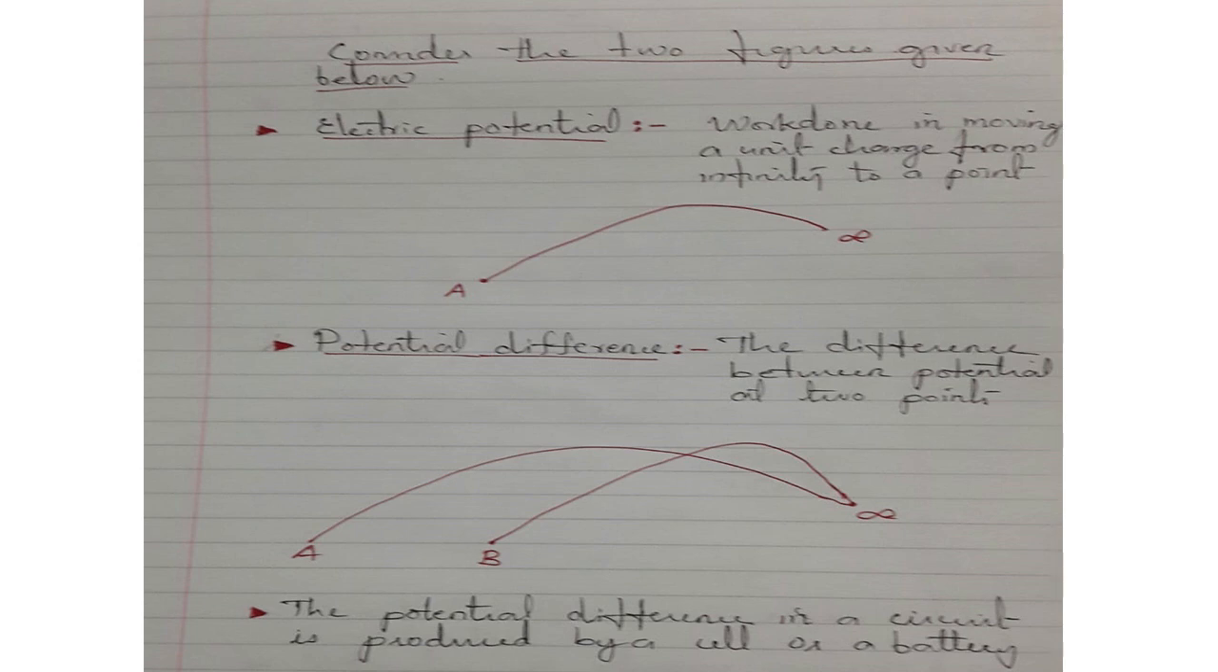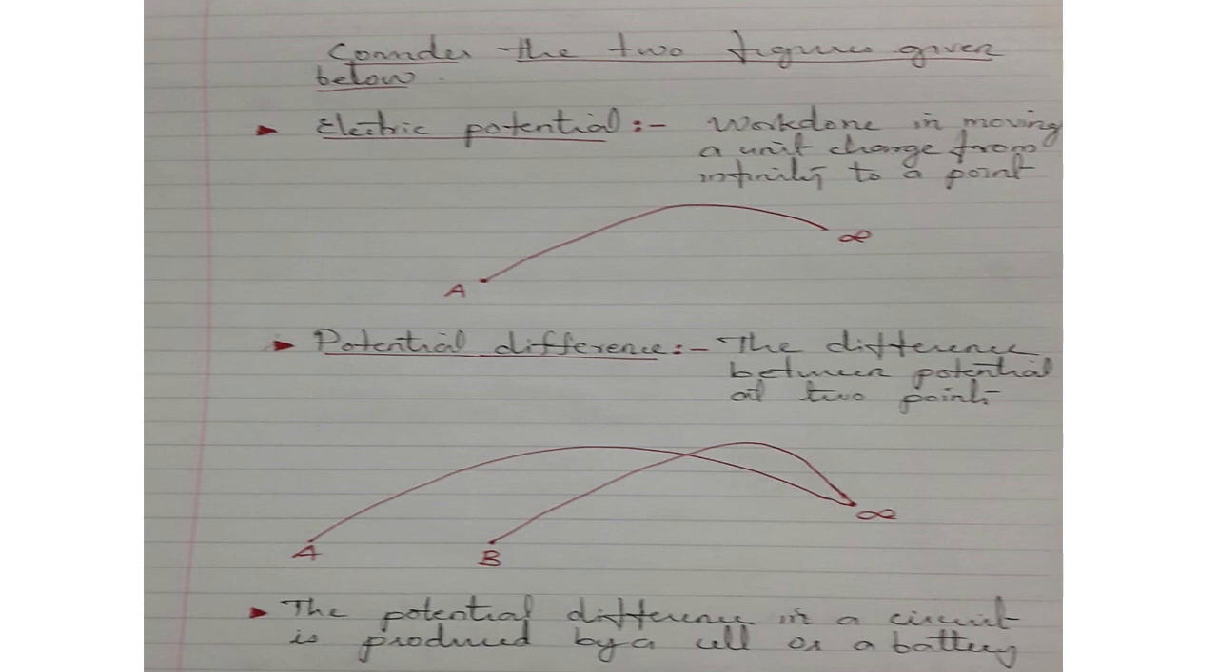Once again, look here. We have two figures, figure 1 and figure 2. Figure 1 explains what an electric potential is. In figure 1, a charge is moving from infinity to a point A. So electric potential is the work done in moving the charge Q from infinity to a point A. Work done in moving a unit charge from infinity to a particular point is called the electric potential. In the second figure, we can see there are two positions, A and B, and the same charge is moving from infinity to the point A and also from infinity to the point B.